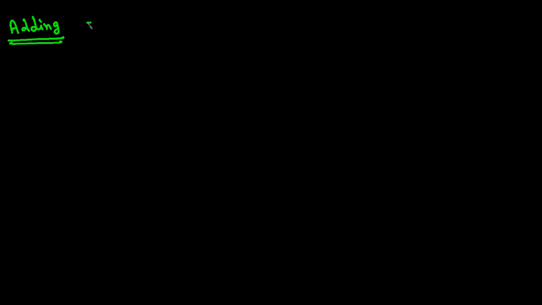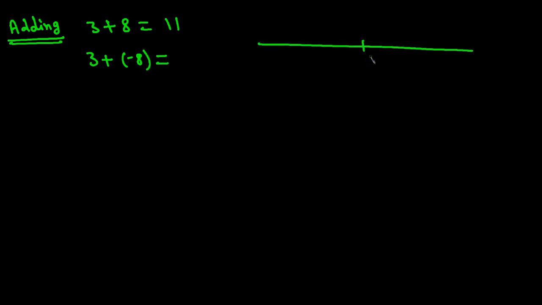Okay, so I got 3 plus 8. 3 plus 8 is just 11. Then I got 3 plus minus 8. What will be the answer? If I go to the number line here, I got 0, 1, 2, 3, and on this side I got -1, -2, -3, -4, -5, -6, -7.